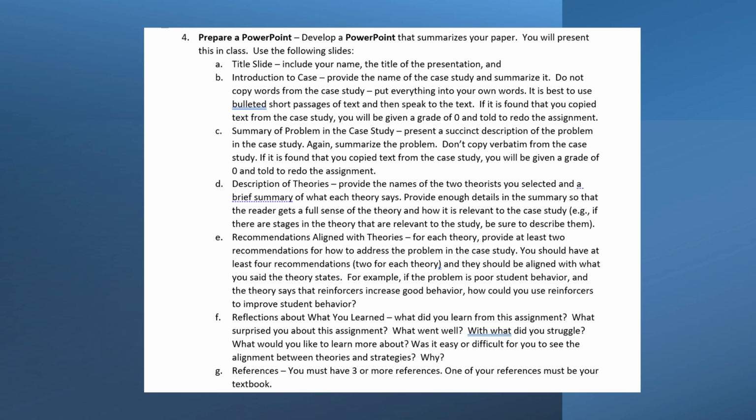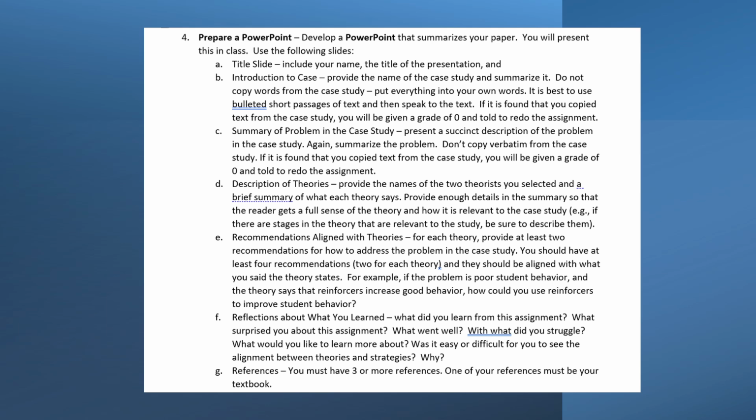Think of the introduction as the sort of summary or Reader's Digest version of the case. Short, brief, to the point, but tells the viewer exactly what is going on. The next slide should be a summary of the problem in the case study. All of these case studies involve problems that students and teachers are grappling with in the classroom. So what is the problem here?